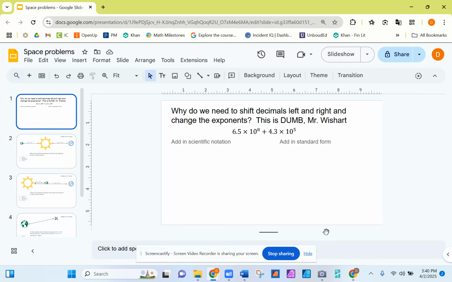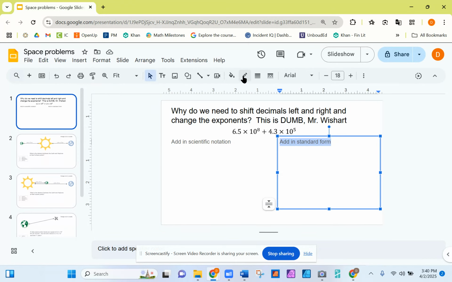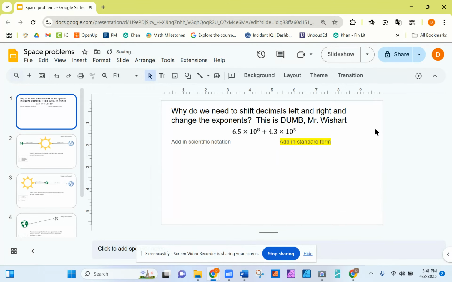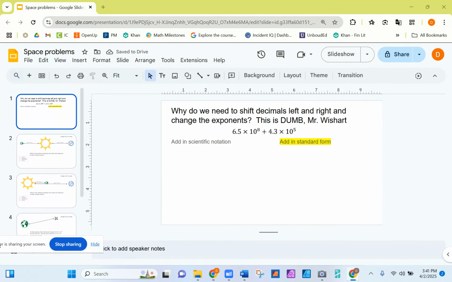Attention, all staff and students, the school is now unsecure. Get inside, lock outside doors until further notice. So first thing we're going to do... Attention, all staff and students, the school is now unsecure. Get inside, lock outside doors until further notice.